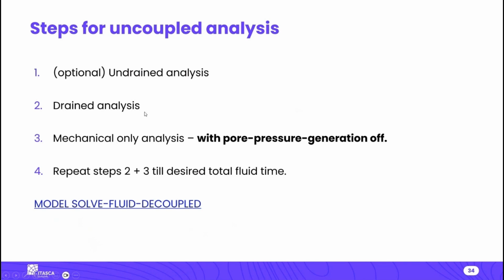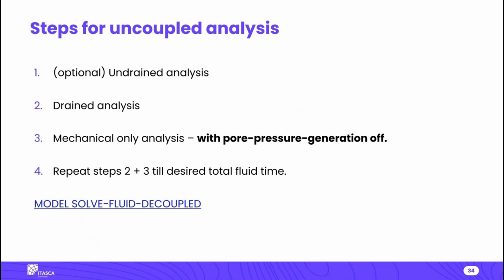Right, so most of the time, you're doing what I would call an uncoupled analysis. You might start out with an undrained effect to look at the change in pore pressure due to mechanical. Then you do a drained analysis, so you let the pore pressures dissipate. So step 1 is mechanical only analysis. Step 2 is a fluid only analysis. Step 3, you go back to mechanical only analysis, but you turn off the pore pressure generation, so you don't have changes in pore pressure with changes in volume. And then you can repeat steps 2 and 3, right?